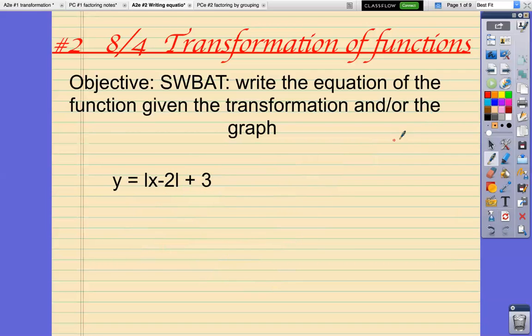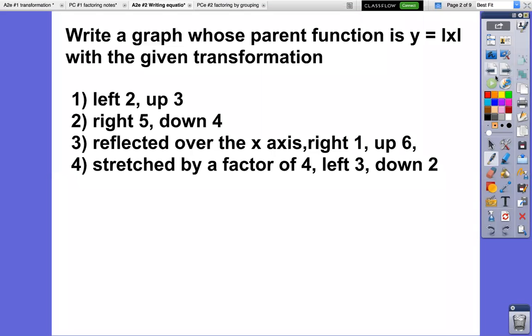So let's take this even further. And here's what I want us to do. This time I said write an equation whose parent function is y equals the absolute value of x with the given transformation. So I do want you to take just a couple minutes and try this on your own. Again, this is where I would walk around the classroom and see if you get it, but see if you remember how to do this from yesterday. We will go over this in about 2 minutes.